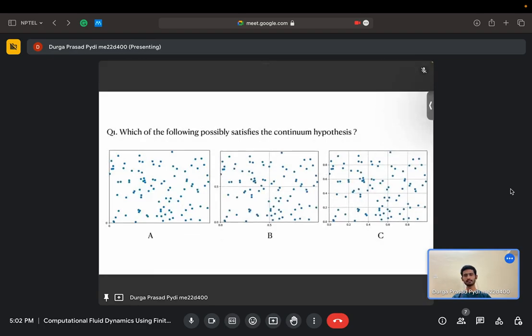So in the class, if you would have gone through the lectures, you would have seen that the professor first starts discussing something called the continuum hypothesis. The entire course is based on this fundamental hypothesis, that we are dealing with a design where this hypothesis is valid.